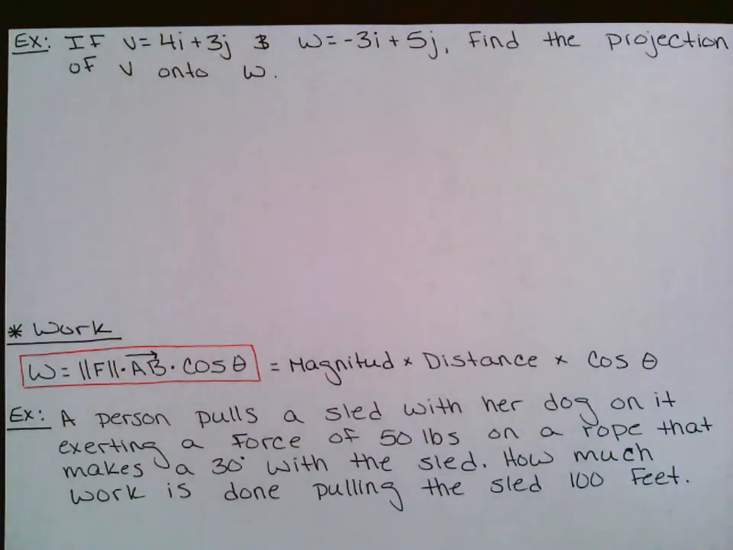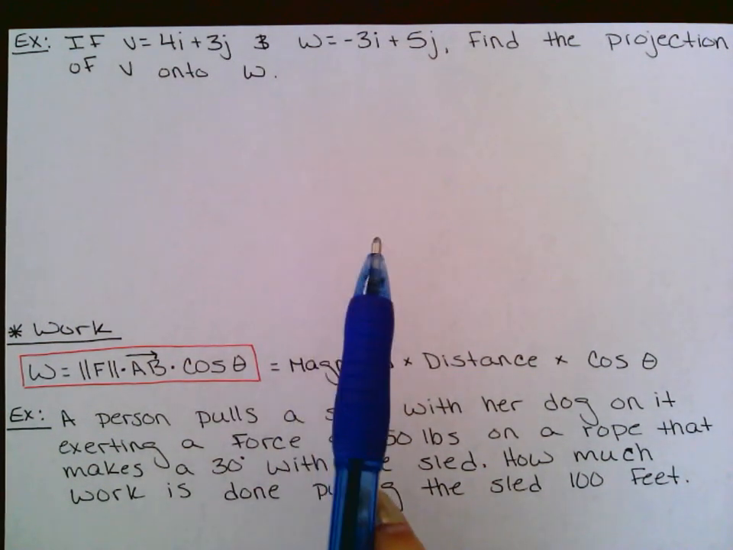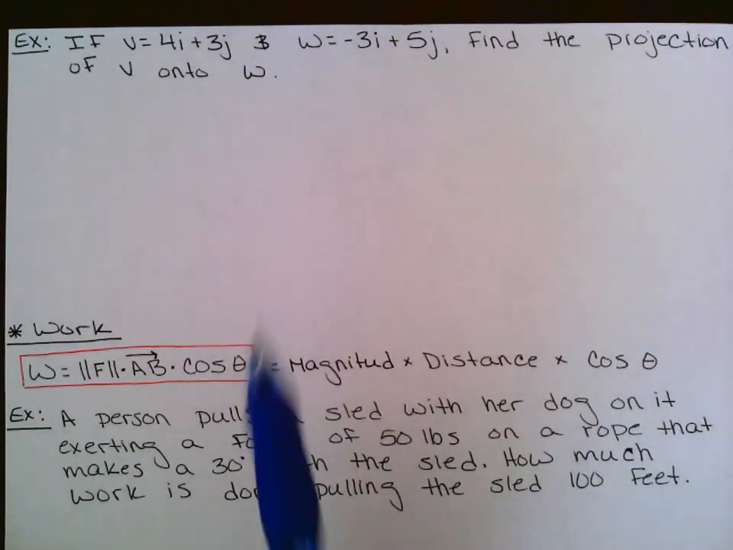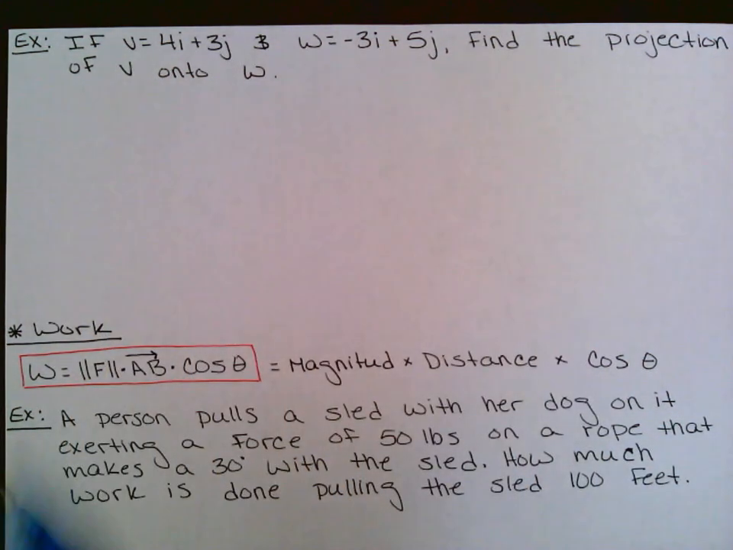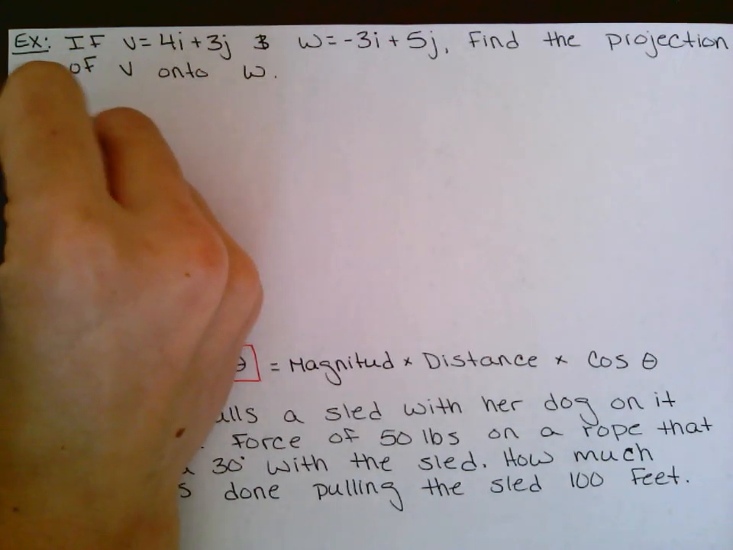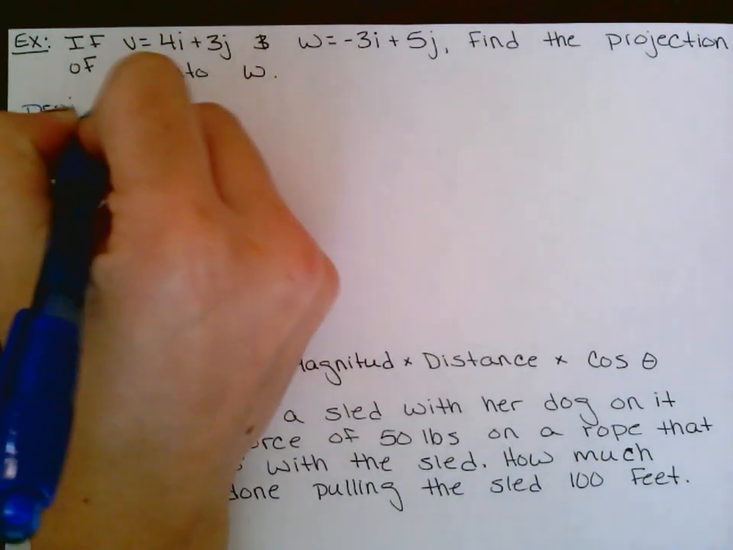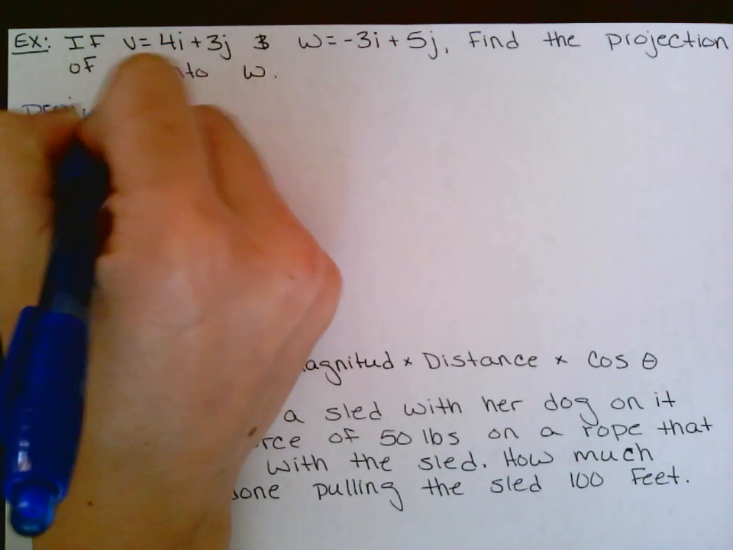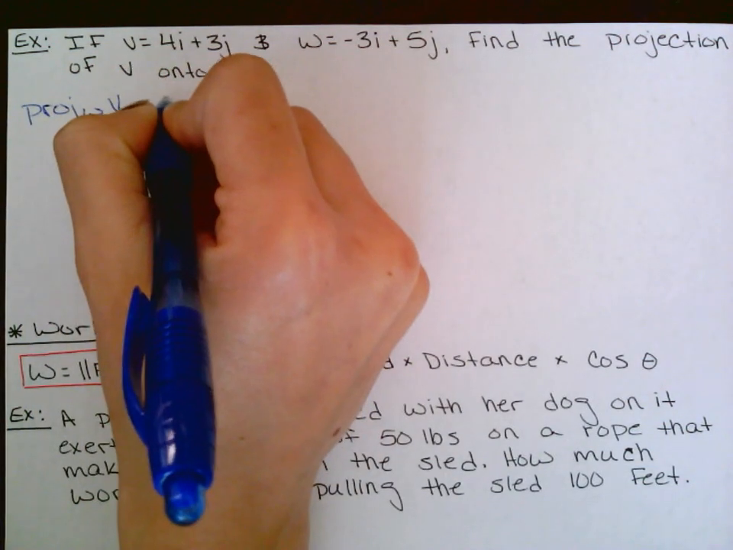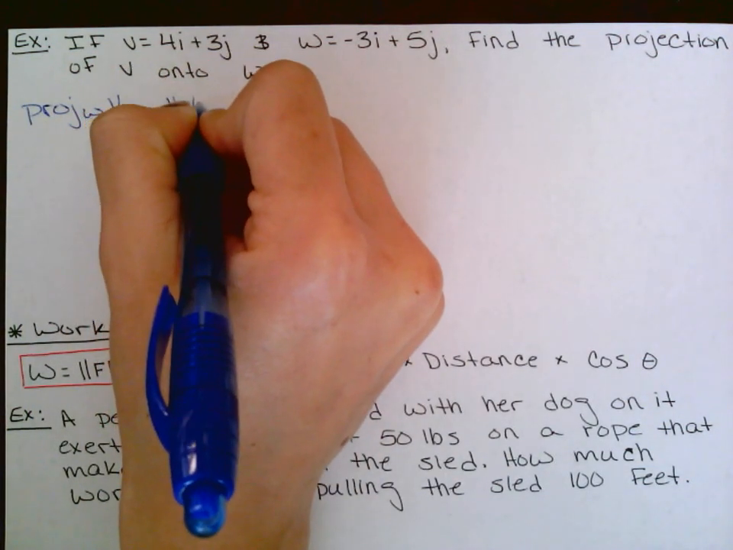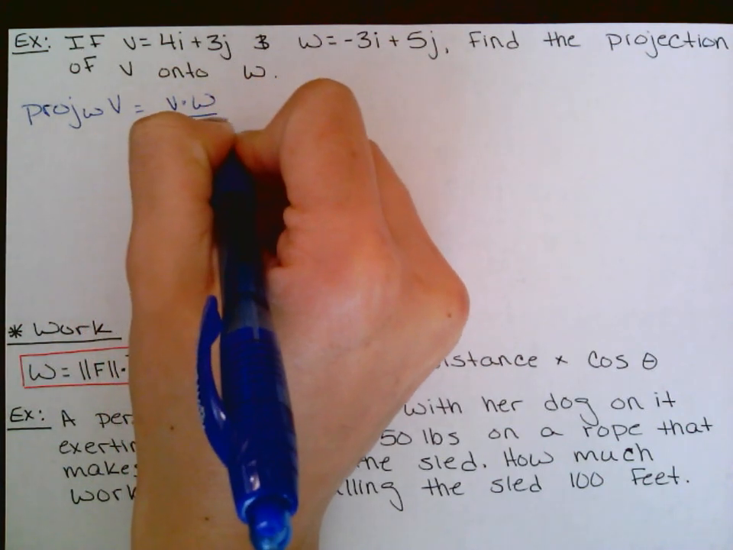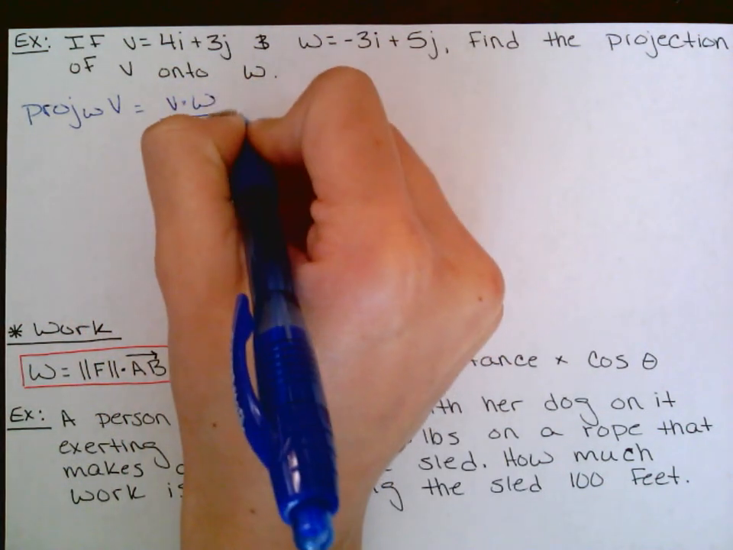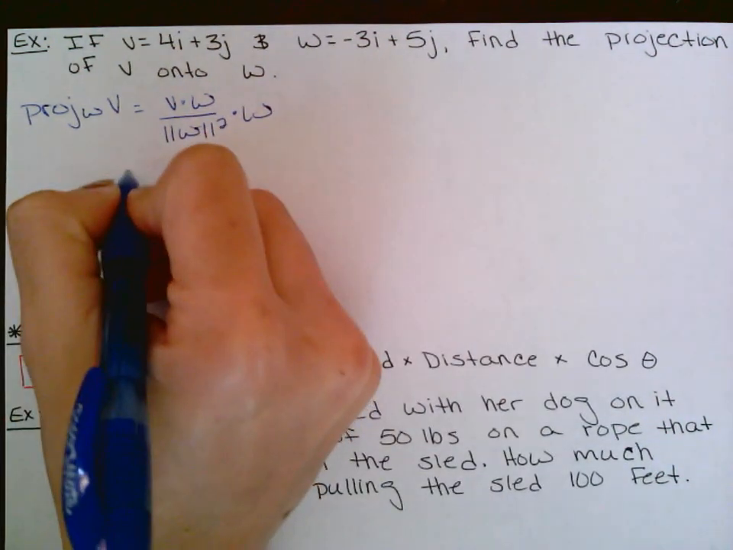All right, I encourage you to pause and try this one on your own. But if not, let's check it out. If vector v is given and w is given, find the projection of v onto w. So we start off with the projection of v onto w. That means I'm doing the dot product of v and w over the magnitude of w squared, times vector w.